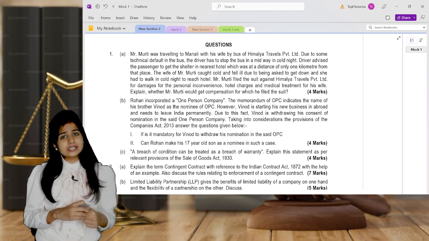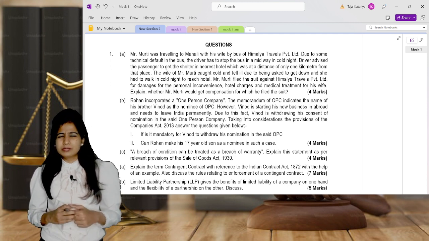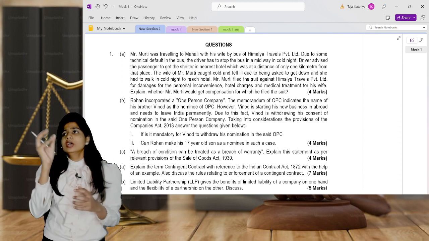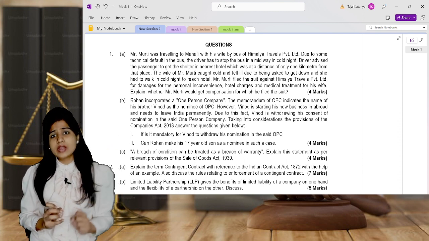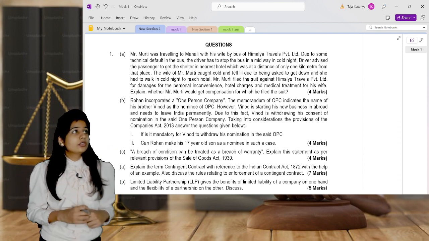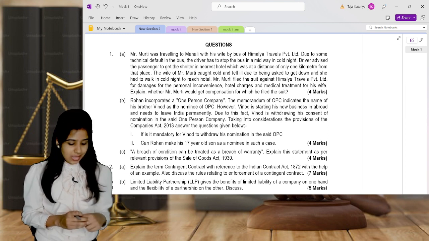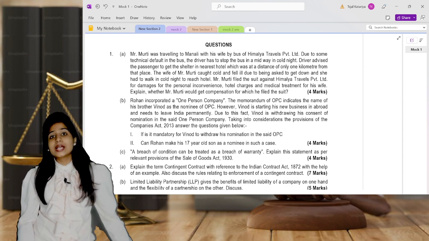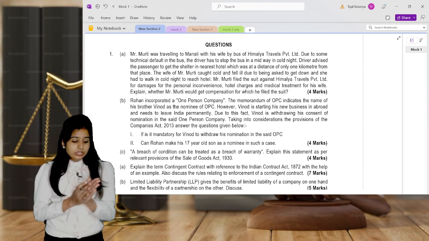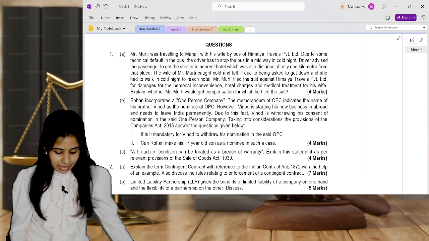I'll be focusing on case study based questions rather than direct questions, because you already know this is the question, this is the straightforward answer. So there are no complications in answering those types of questions. But yes, case law based questions are quite difficult to answer, so we'll be discussing all these questions. So first, let's start with the first question.